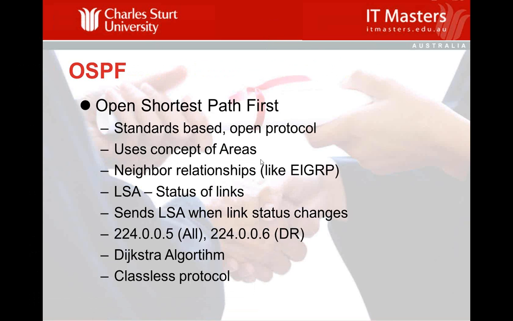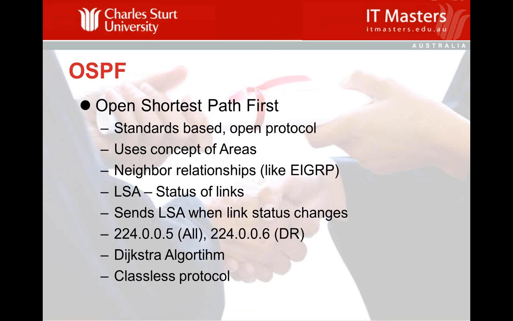It uses a concept of areas, which are similar to autonomous systems. It builds relationships like EIGRP. It deals with link state advertisements, okay, which are basically advertisements about the status of links, so not of routes, of links. And it sends link state advertisements when a link status changes, okay, so it's all to do with link statuses, the status of physical links.